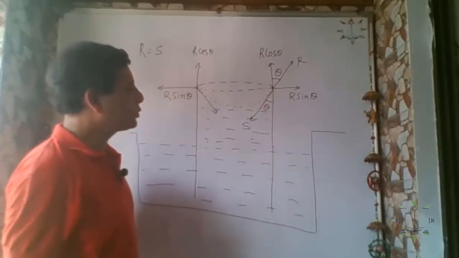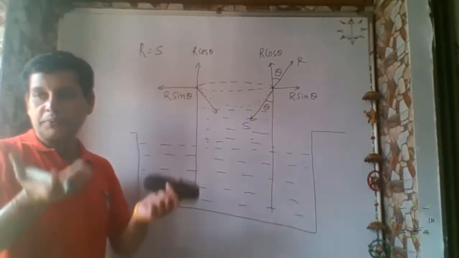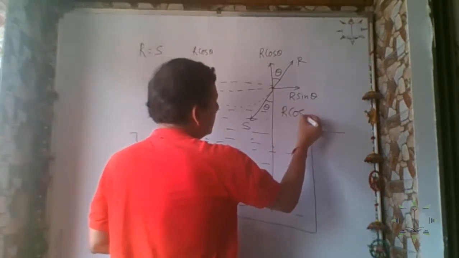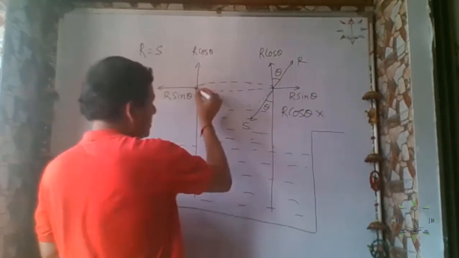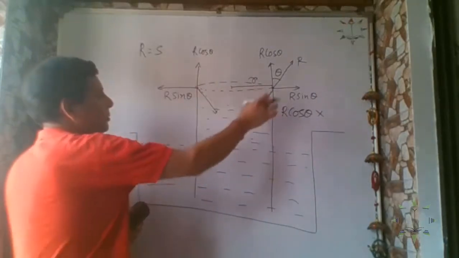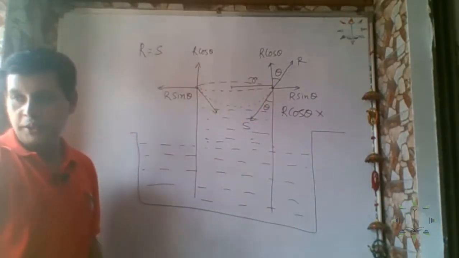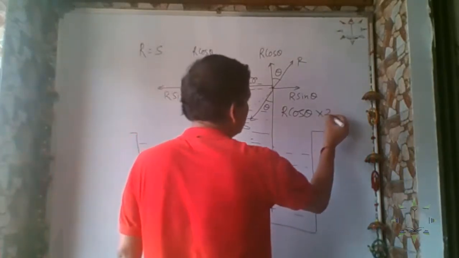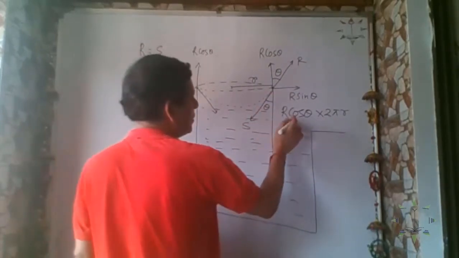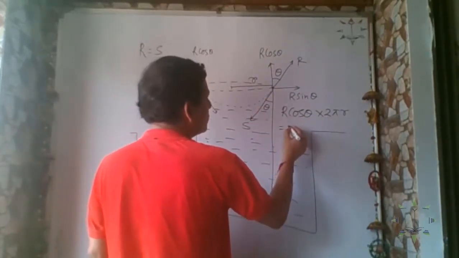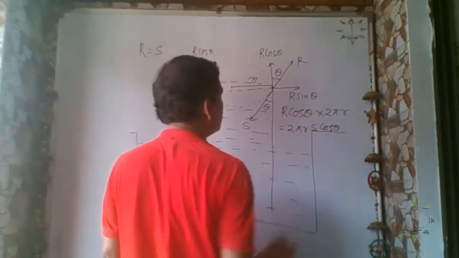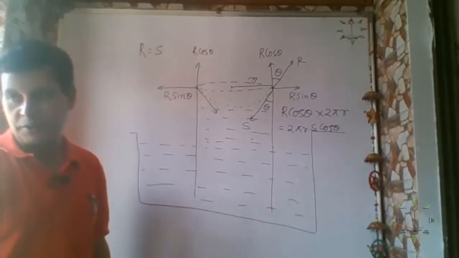So what is the total force because of surface tension acting along the upward direction? It is R cos theta into the length of this boundary. So if r is the radius of this capillary tube, then the length of the boundary will be how much? 2 pi r. So R is nothing but it is balancing this surface tension. So S cos theta into 2 pi r. So it is 2 pi r S cos theta. So this is the force because of the surface tension.